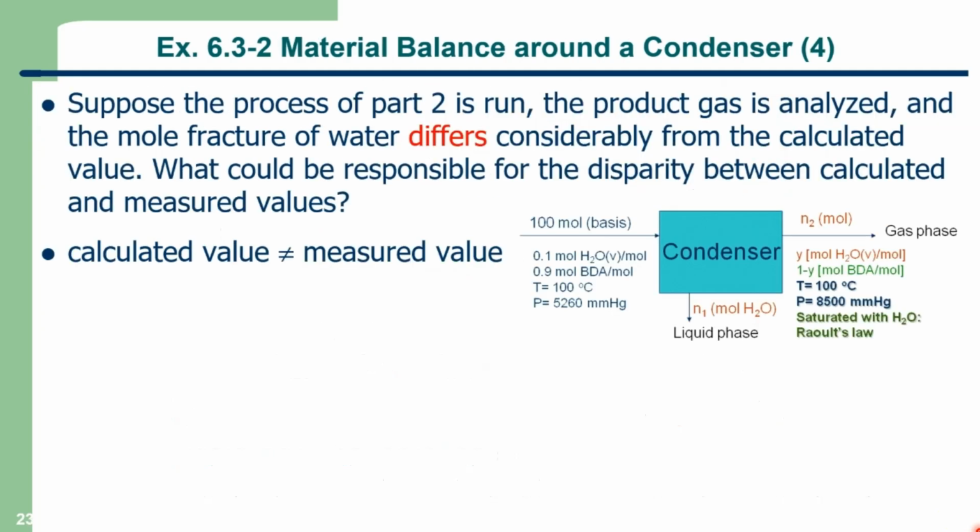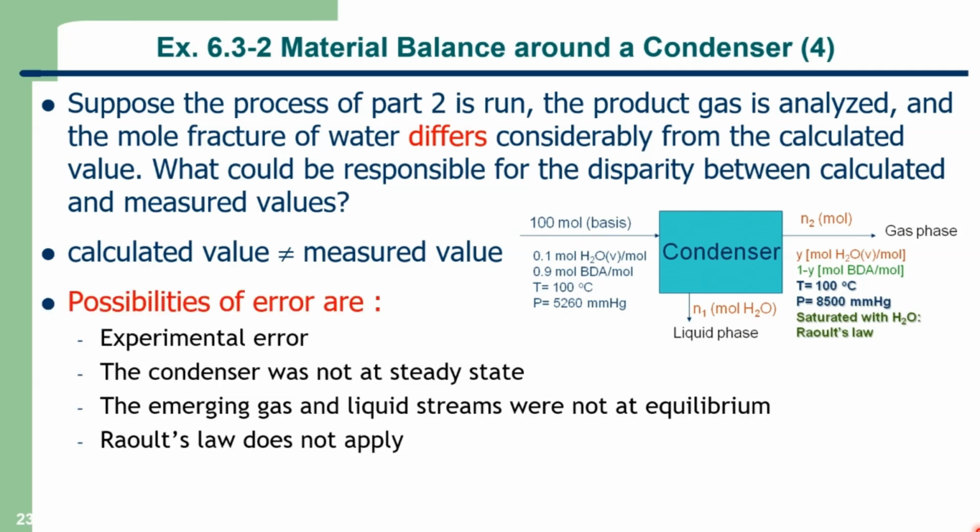Okay, question 4 is: suppose the process of part 1. Let's skip this. As an engineer, you always think that what I calculate theoretically is different from the data I receive. There might be, for example, experimental errors, or the condenser is not at steady state. There are many unexpected situations. As an engineer, you will face such problems all the time, and you need to solve them.